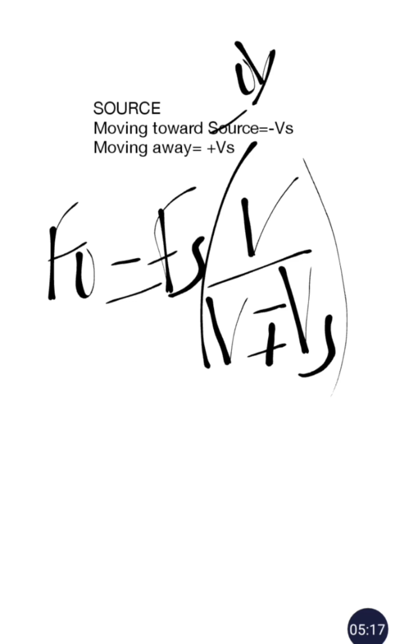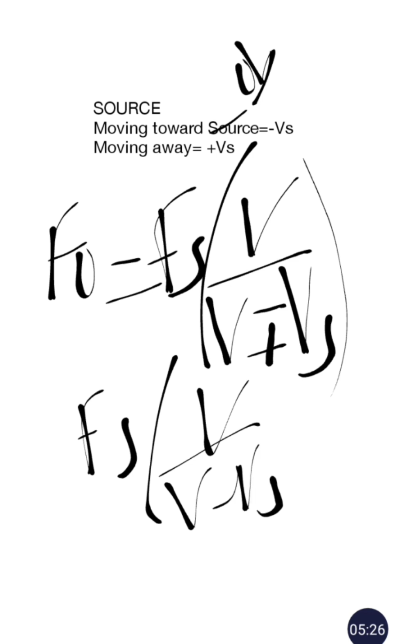Now you may be confused, why is it negative? It's negative in fs v over (v minus vs) because the source is moving toward the observer and we want the pitch to be higher. If we make it positive, the value at the bottom is going to be bigger than the value on top, which makes the pitch lower. But if we use v minus vs, the value at the bottom is going to be smaller, making the pitch higher. So that's the difference between the observer and the source. These are the only two cases that you are going to be finding.